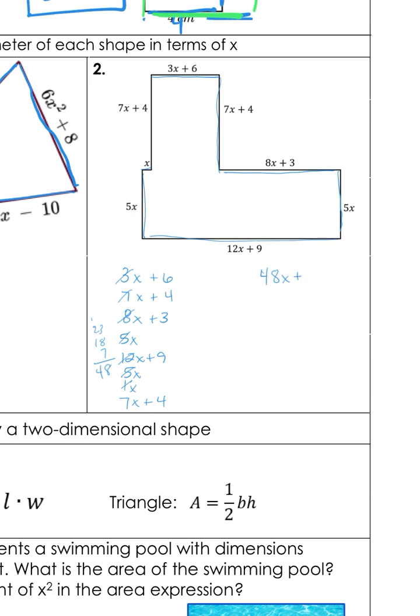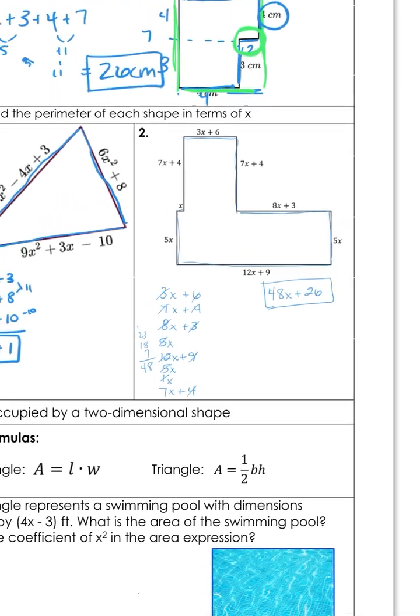And then I have 6 plus 4 is 10, 11, 12, 13. So that's going to be 22, 23, 24, 25, 26. So that's going to be my answer. Okay, so that's how you do perimeter.